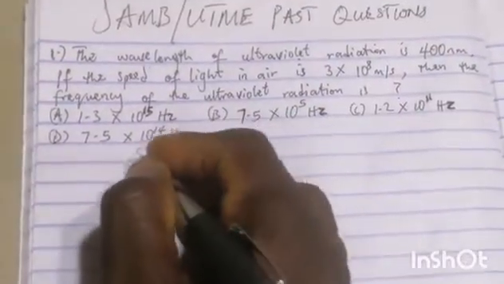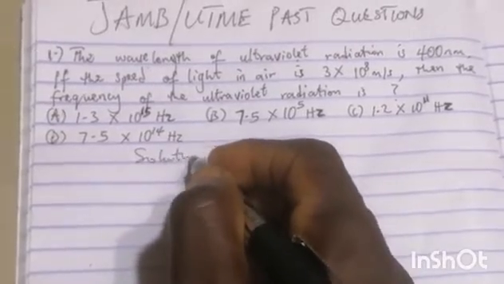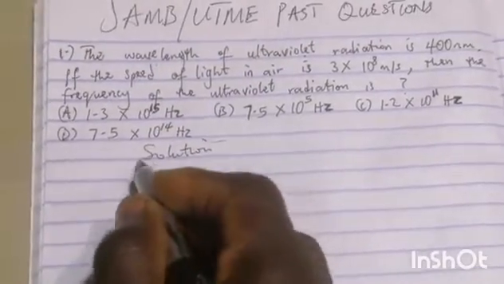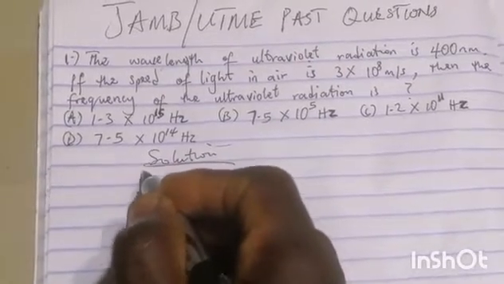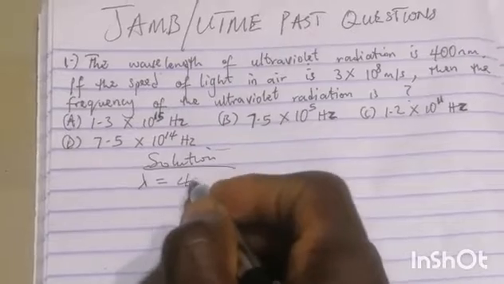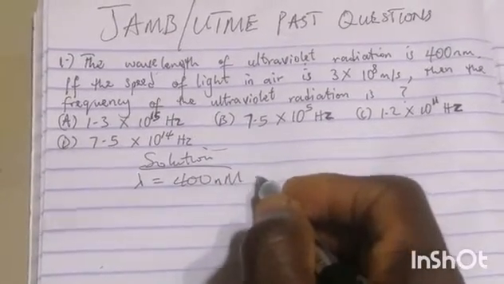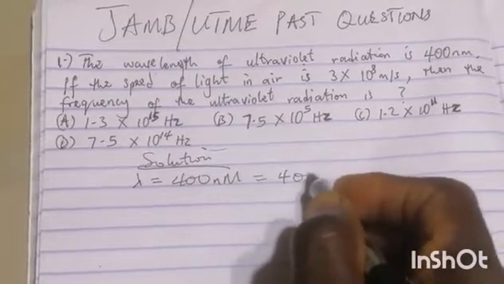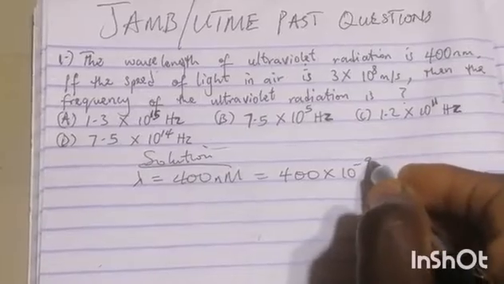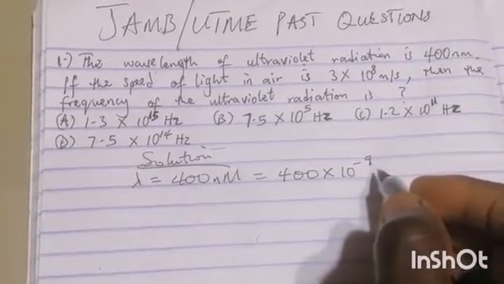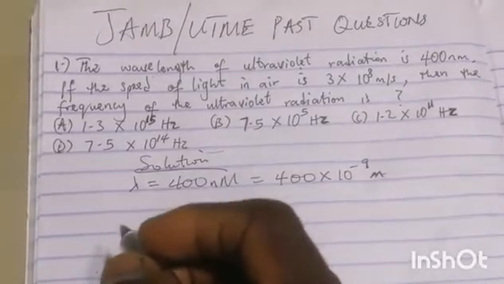So let's get started with the solution. So we have the wavelength equals to 400 nanometer. So we convert it to meter. Nano is 10 raised power minus 9, and then we have meter. So that will be the conversion.